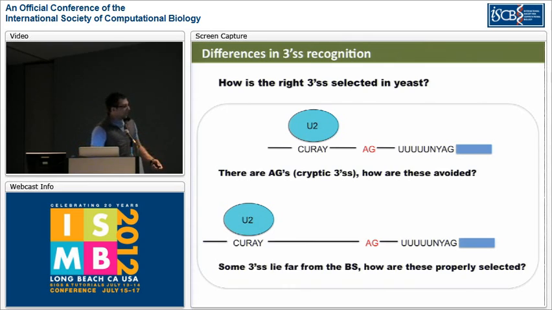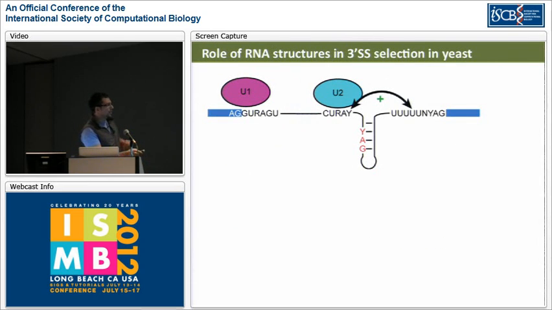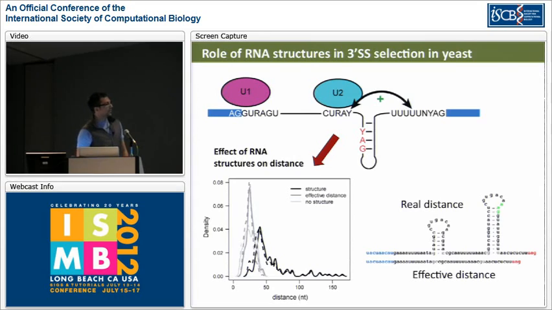So the literature was enough to think of this hypothesis that secondary structures may help in this recognition. The idea is the following. So cryptic AGs, the ones that are not real splice sites, will be hidden by base pairing with other positions in the intron. And at the same time, this will help bring the branch site closer to the correct splice site. Okay, so we wanted to see whether this is a valid hypothesis.